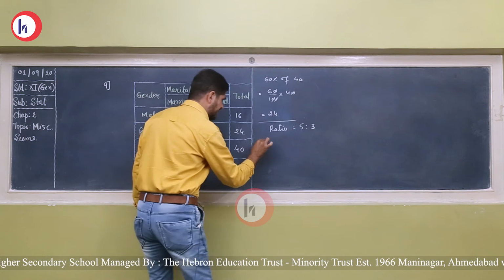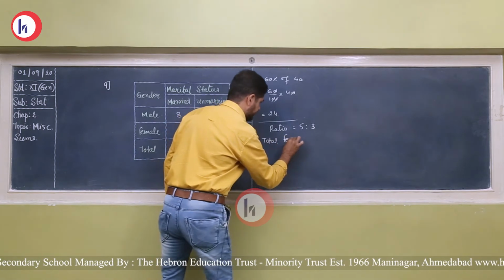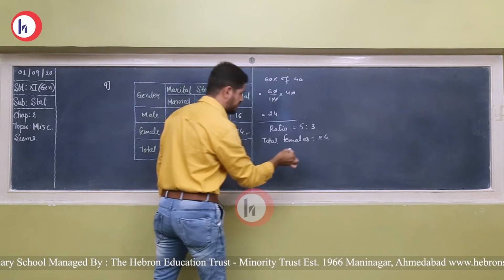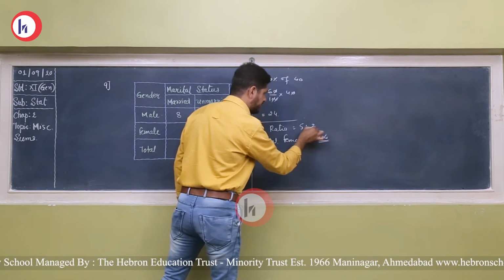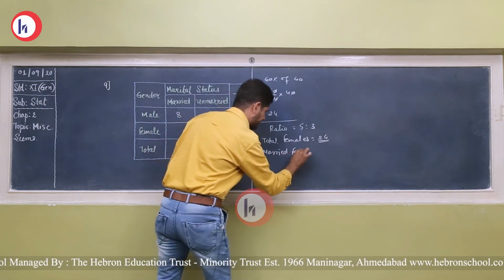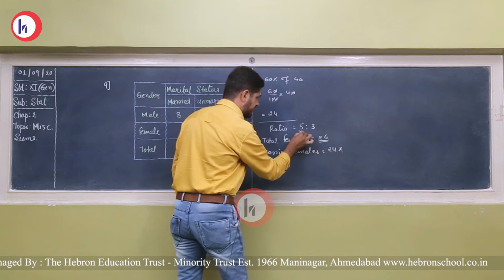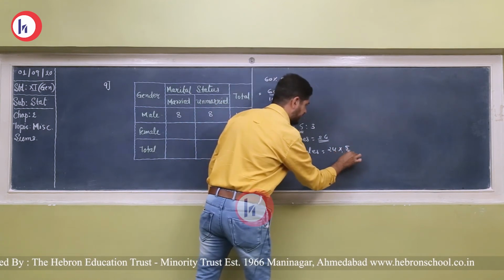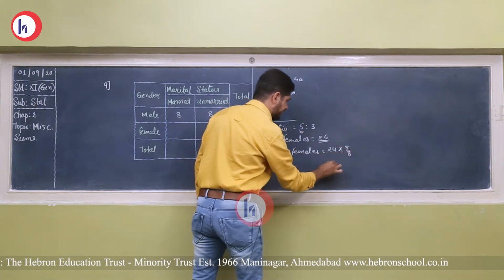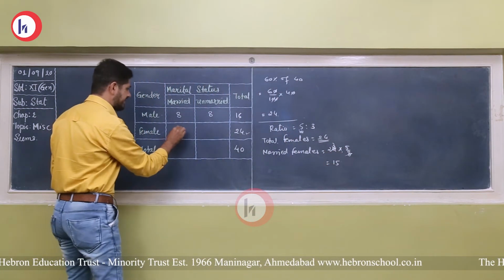Now we have total females, that is 24. We need to divide this 24 into the ratio 5:3. So the married females is equal to 24 into, the ratio is 5 and the total number is 8. The total sum of the two ratios is 8. So 5 by 8, 8 3 is 3, 5 is 15. So 15 females are there.